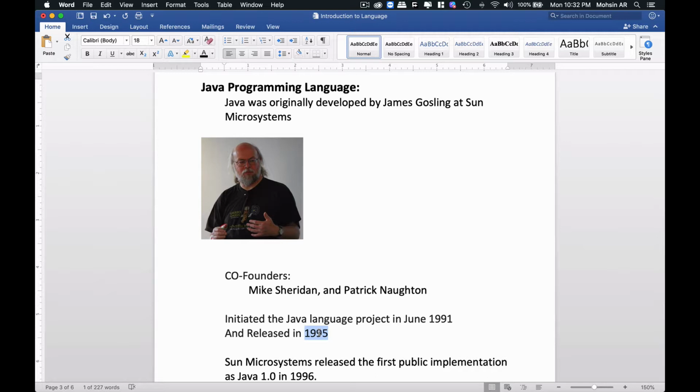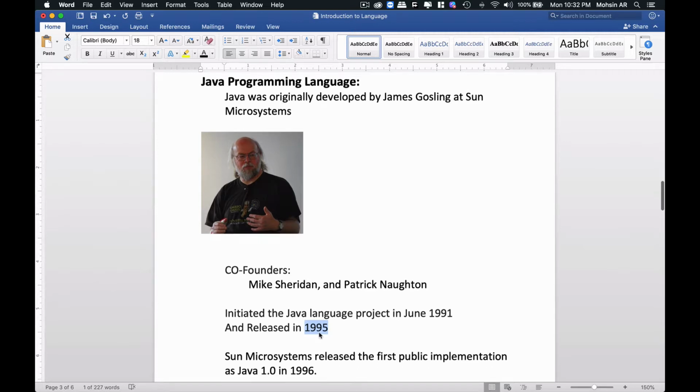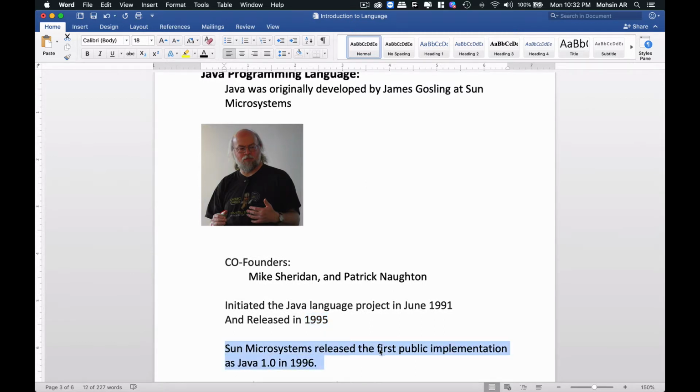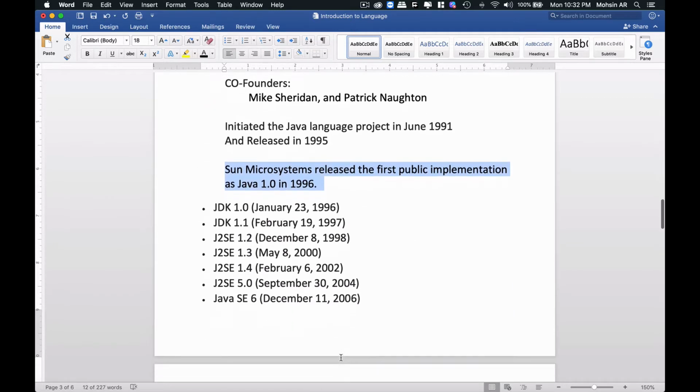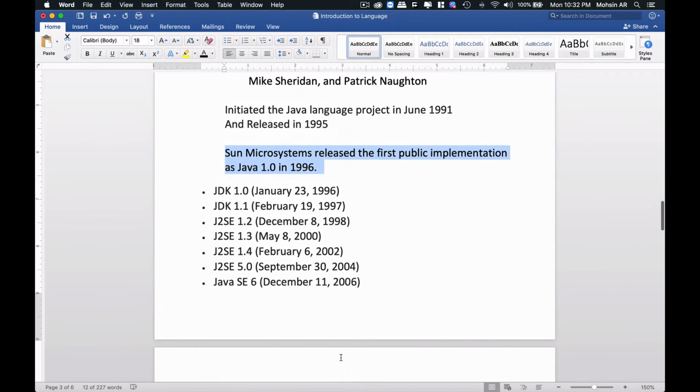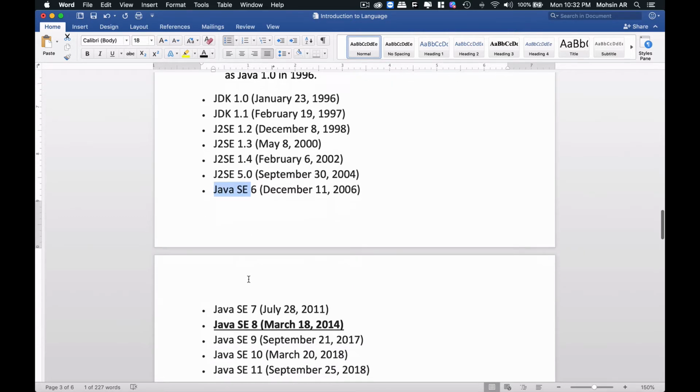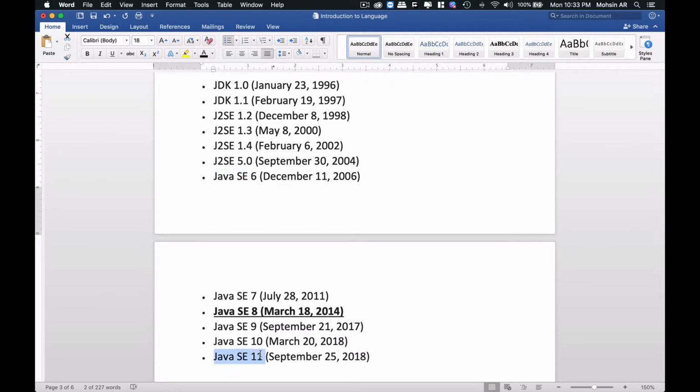But the first public implementation, Java 1.0, was released by Sun Microsystems in 1996. And these are the version histories of the Java language. JDK 1.0 in 1996, then 1.1 in 1997, then they renamed JDK to J2SE, and after Java 5 they renamed it to Java SE, and till now it is Java SE 11, released on September 25, 2018.